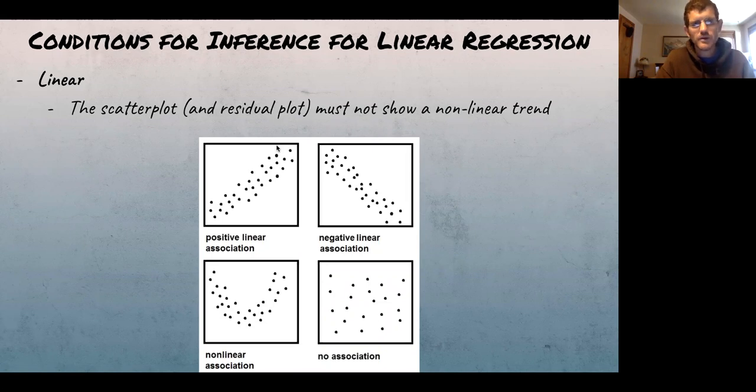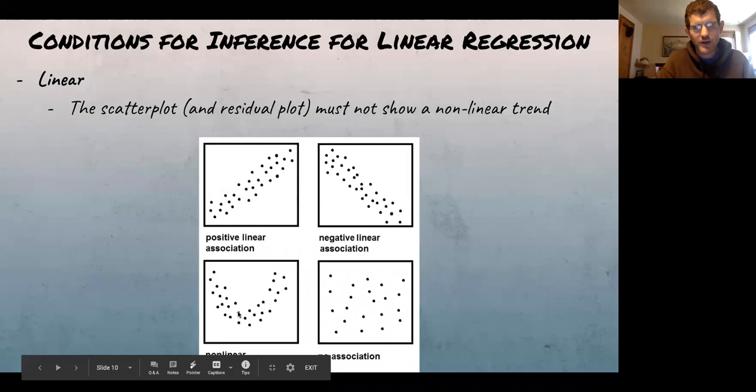But when we look at our scatter plot, we want to make sure that the scatter plot must not show a non-linear trend. So this is linear, of course, and it's obvious enough. If we see something like this, we do have the option of re-expressing the data in some way to turn it into a linear trend.